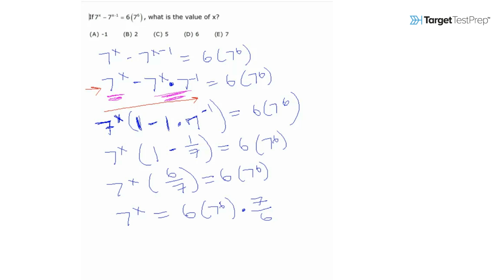At this point, guys, we can cross off the 6's, so those guys can go away and simplify a bit for us. Then we see we have 7 to the x is 7 to the 6th times 7. So 7 to the x is equal to 7 to the 7. And because these bases are equal, the exponents must be equal. So we see here that x must be equal to 7.